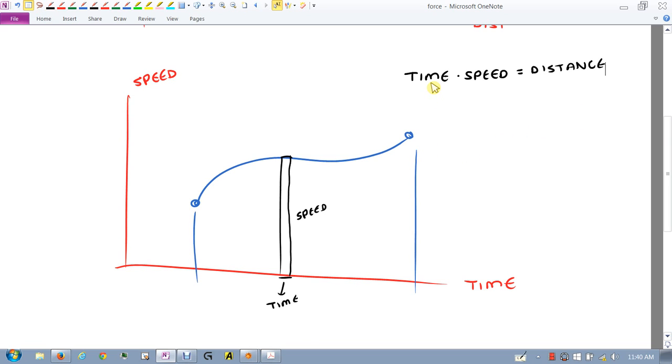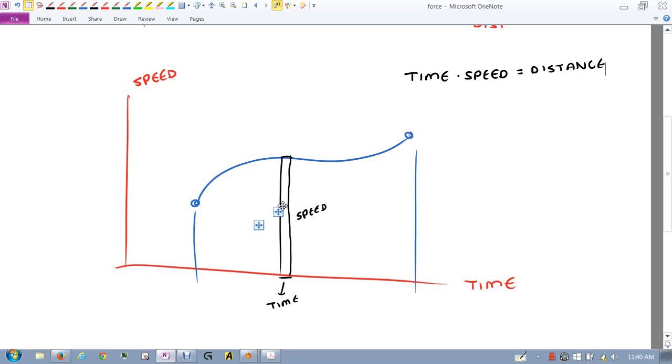Right? If you travel for 2 hours at 30 miles per hour, that's going to give you the distance you travel. So by multiplying these two together, you get the distance. So if you add them all up, then you now know what your displacement was, what your distance traveled was.